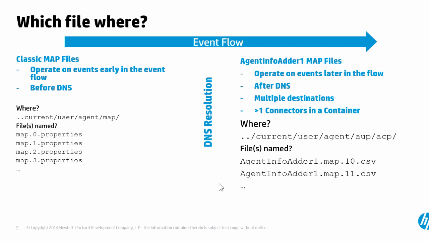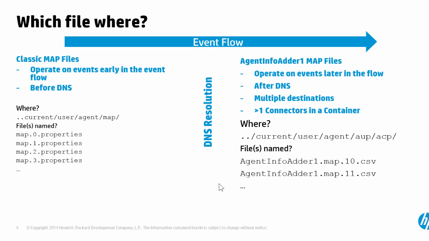Where do I actually place my files? In the classic old map file, which you're probably familiar with, you're operating on the events before DNS, early on in the event flow, and they simply go under current user agent map, and they are sequentially labeled files, map.0.properties, etc., all the way through for as long as you like.